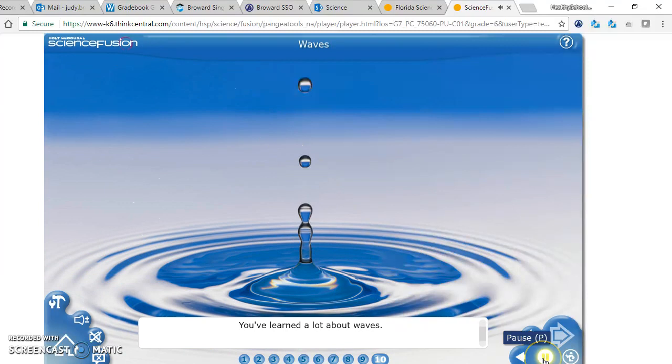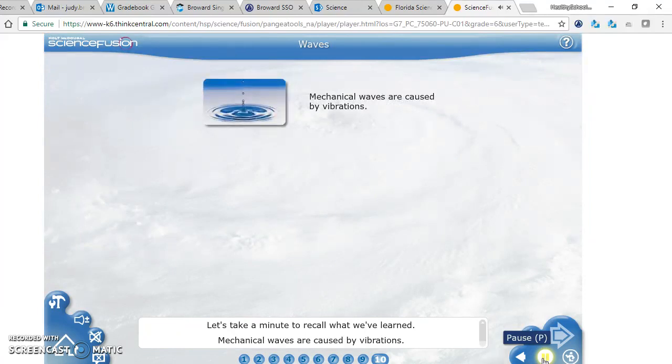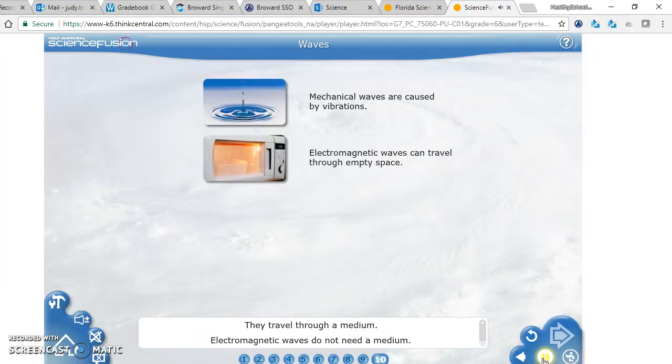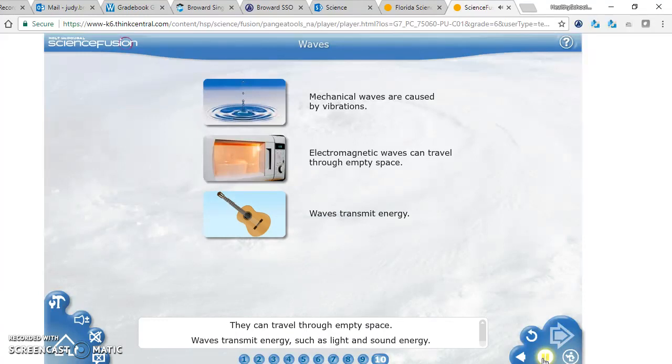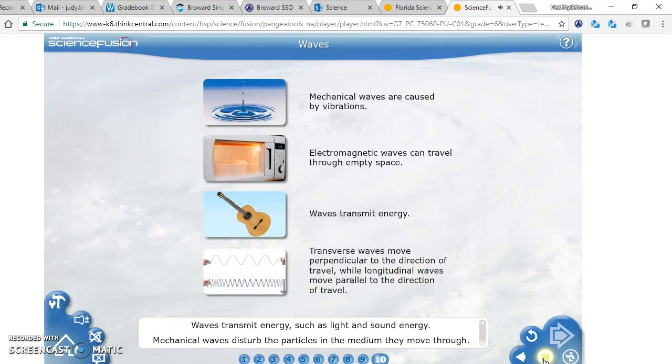You've learned a lot about waves. Let's take a minute to recall what you've learned. Mechanical waves are caused by vibrations. They travel through a medium. Electromagnetic waves do not need a medium. They can travel through empty space. Waves transmit energy, such as light and sound energy. Transverse waves move perpendicular to the direction of travel, while longitudinal or compressional waves move parallel to the direction of travel.